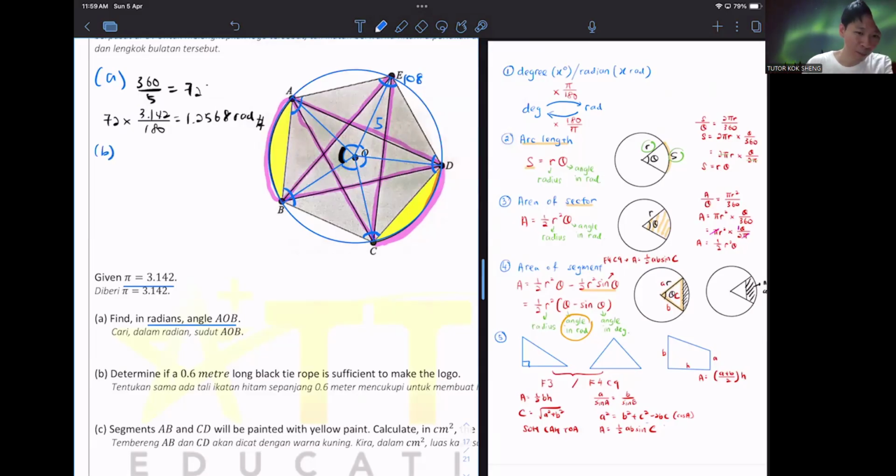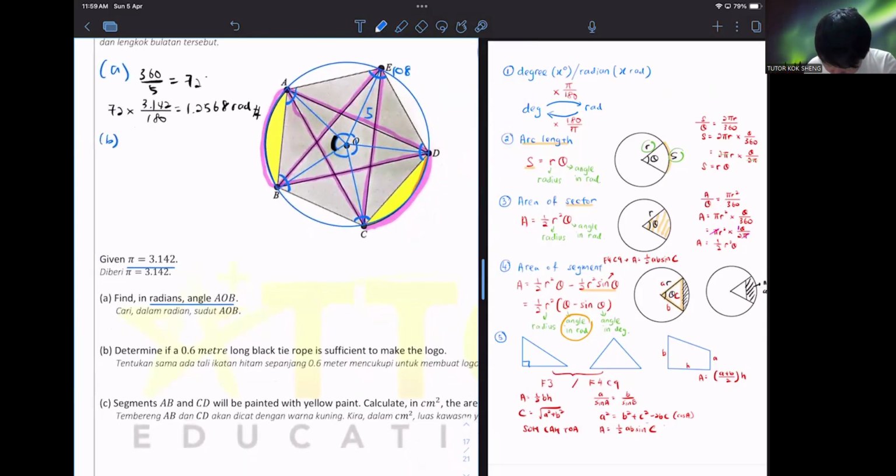Next one, B. Determine if a 0.6 meter black tie rope is sufficient to make the logo. So they're asking about the 5 straight lines and the 2 arcs of a circle, the ones formed by the black tie rope. Is the length of 0.6 meter long enough or not? So you have to find all the lengths, the total length of the rope. All these 5 with the 2 arcs, add everything together, and see if it is more than or less than 0.6 meter.